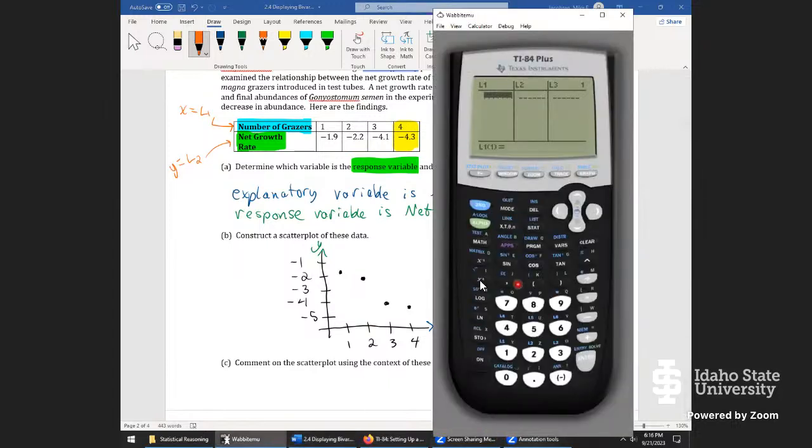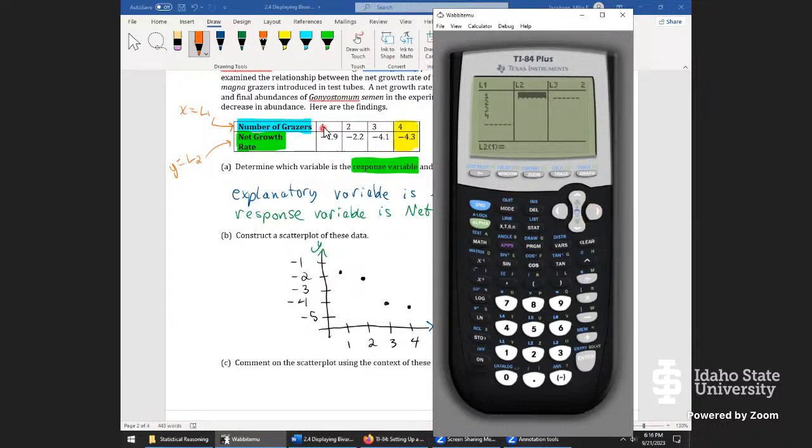So back to the calculator, all we have to do is punch it in. So 1, 2, 3, and 4. Then hit the right arrow. Now we're using the L2 column. I'll have to be a little more careful. Let's put in these data.